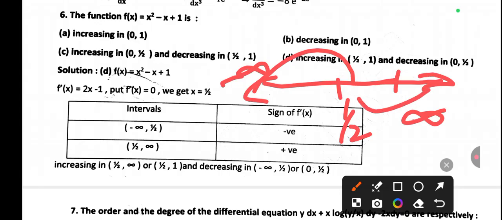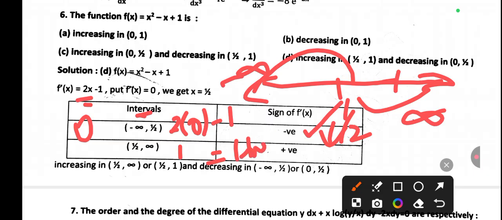We all know that in between, you take one number. For example, 0 you can take here. Substitute 0 in f dash of x: 2 into 0 minus 1, so you are getting negative. Negative means decreasing. Then for 1 by 2 comma infinity, you apply 1: 2 ones are 2, 2 minus 1 is 1, positive. So positive means increasing.